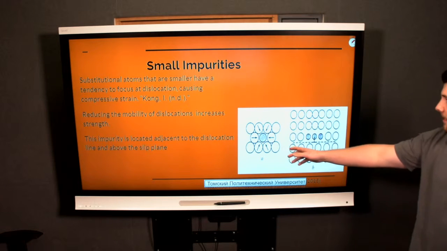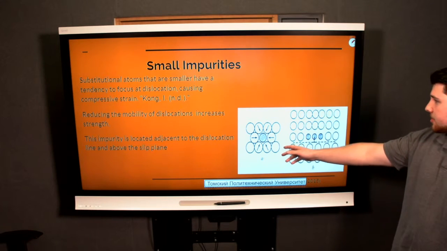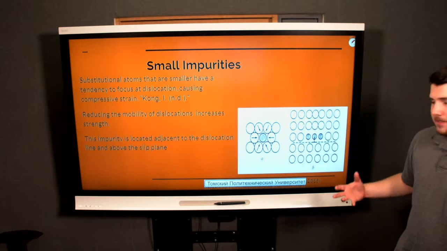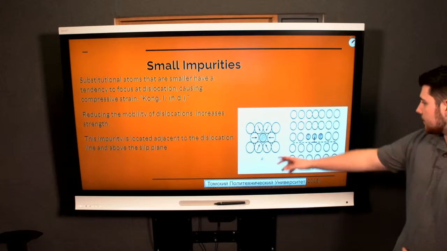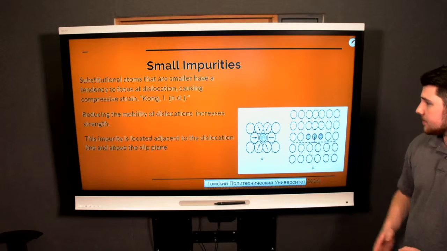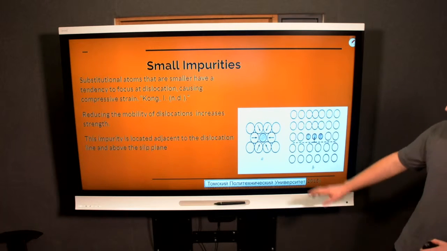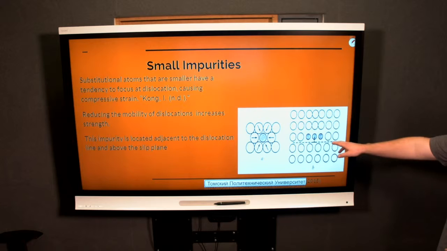So as we can see here, reducing the mobility of these dislocations increases the strength, as there is more compressive strain on the surrounding atoms. This impurity is located adjacent to the dislocation line and above the slip plane.